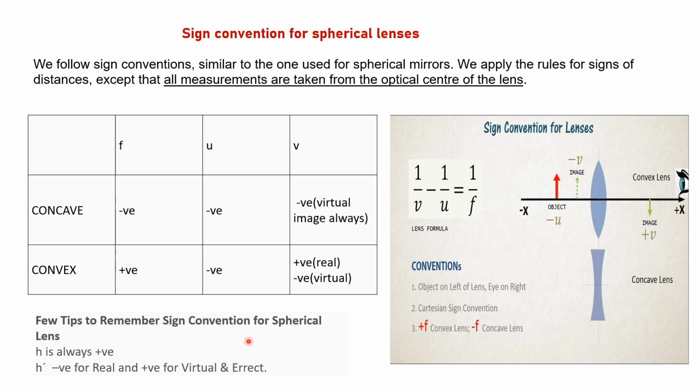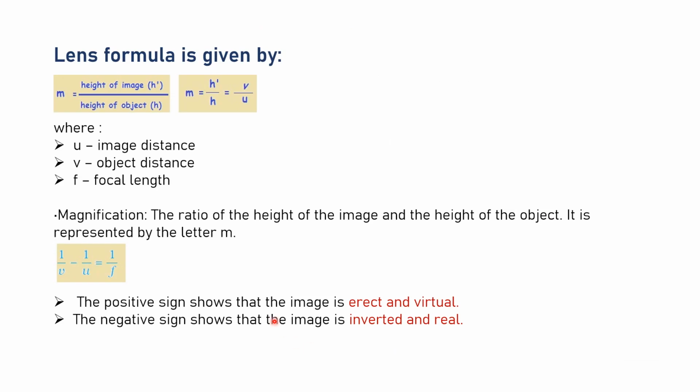So this is all about sign conventions, right? Negative sign stands for real images, positive sign stands for virtual images. Real images are always inverted, and virtual images are always erect, right, students? Yes. Now come to the lens formula.